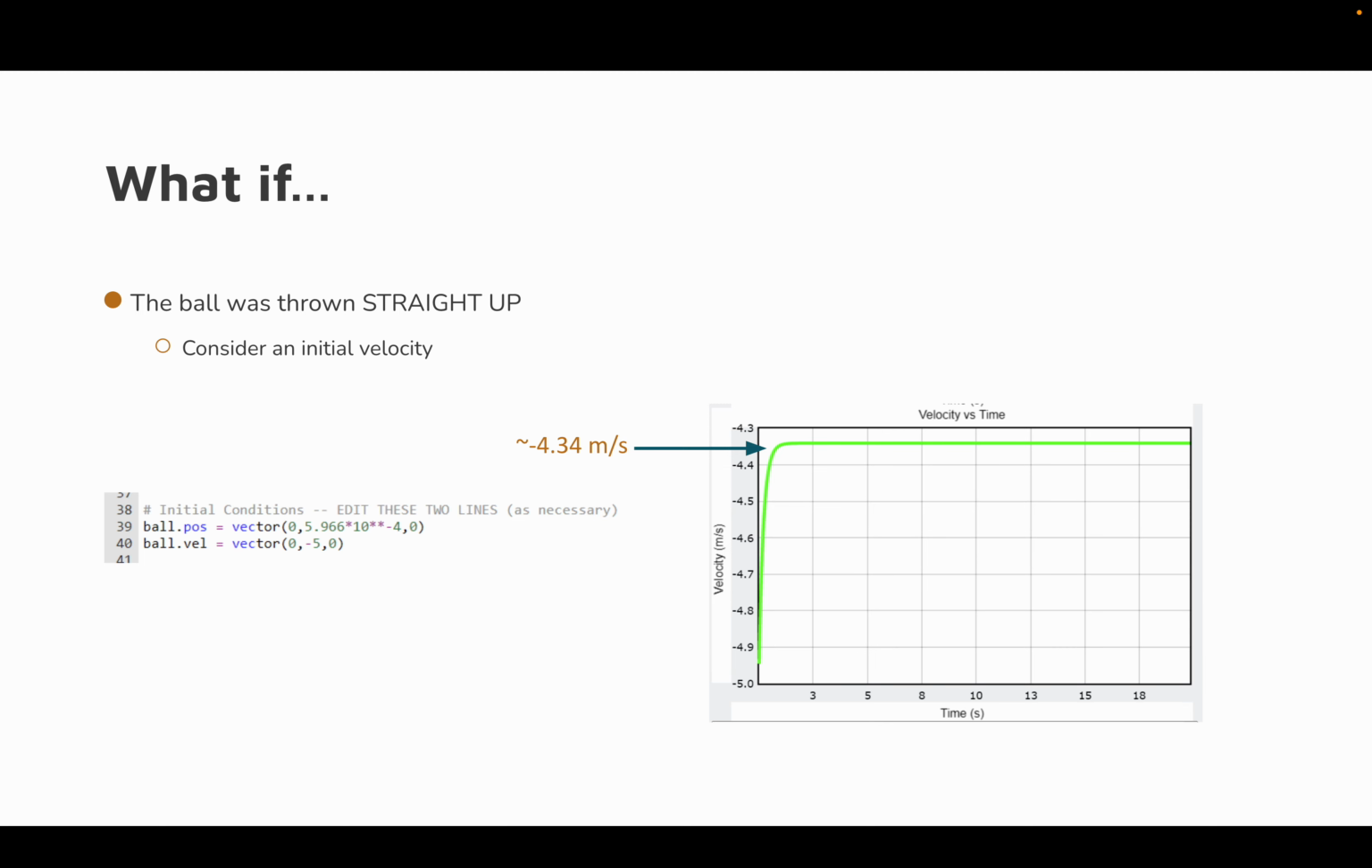What if it was thrown straight up with the same initial speed? The time to reach the ground would be significantly longer. The ball would first have to decelerate to 0 at its peak height before falling back down, which would add extra time.